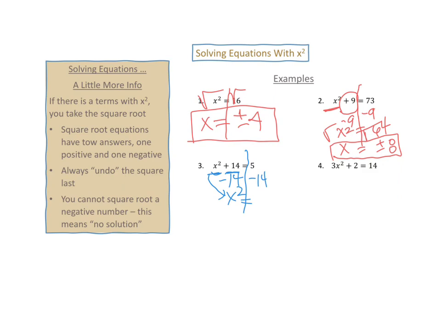what is 5 minus 14? It's negative 9. All right. Is the answer plus or minus 3? No, it's not. The answer is this: no solution. Because you cannot square root a negative.